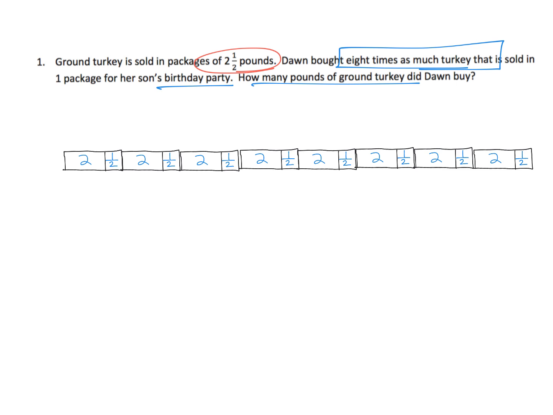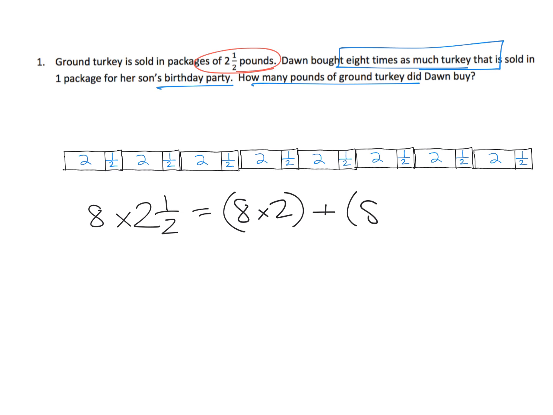And so the idea is we know that we're going to have 8 copies of 2.5. And this is actually a nice visual model to show that we're going to have 8 copies of 2, plus we're going to have 8 copies of a half, all right? And so 8 copies of 2 is 16, plus 8 copies of a half. 8 copies of a half is 4.